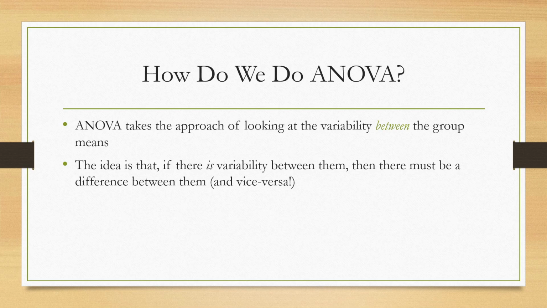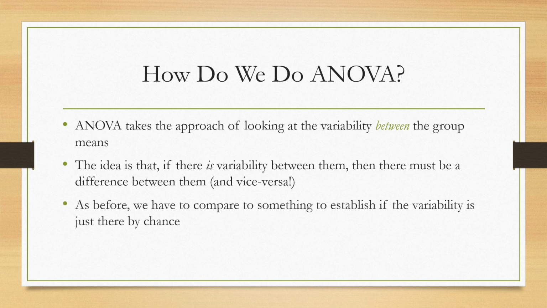And ultimately, it was our measure of error, or our measure of how different individuals are, so that we can see, okay, is this group difference way different than we would expect with just random variation, or is it about the same as we'd expect with random variation? So here we have to do the same thing. We have to compare to something else to establish if this variability between the group means is more than what we would expect to be there by chance.